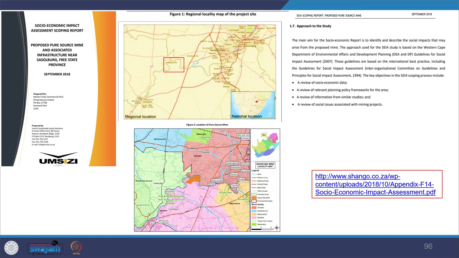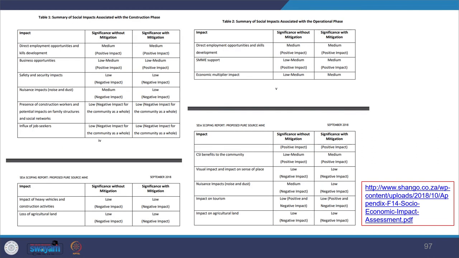So what we had discussed in the scoping stage, you can see how they're implementing it. Then they have also presented a summary of social impact. You can see the different impacts which they perceived and estimated in this project: direct employment, business opportunities, safety and security, significance without mitigation, like medium, low, and significance with mitigation, so how it is coming up.